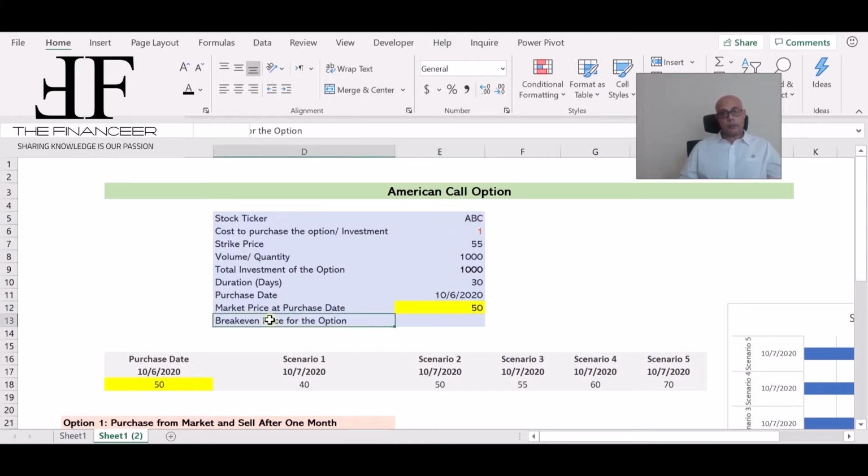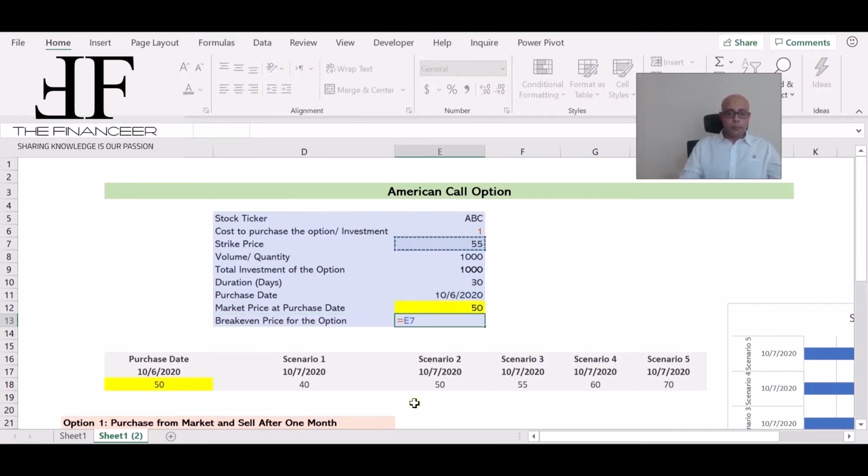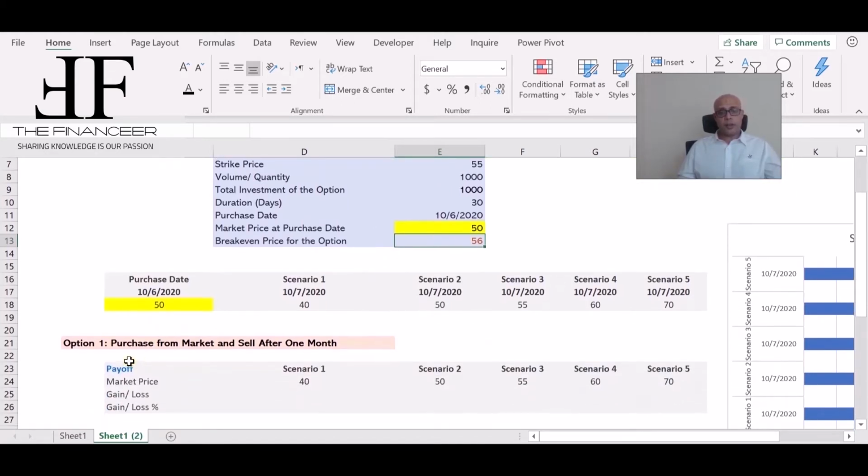Now, the first thing that we need to do is to calculate the break-even price for this option. The break-even price for the call option is simply the sum of the strike price plus the $1, which is the cost to acquire the option per one share that we have calculated before. So the break-even price will be $56 for this share.